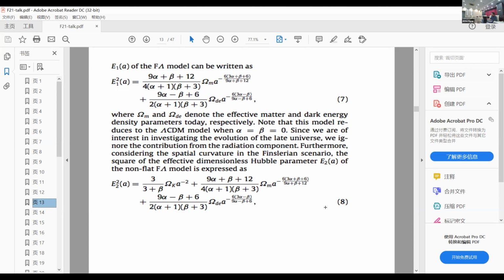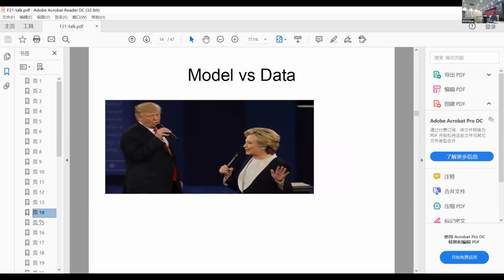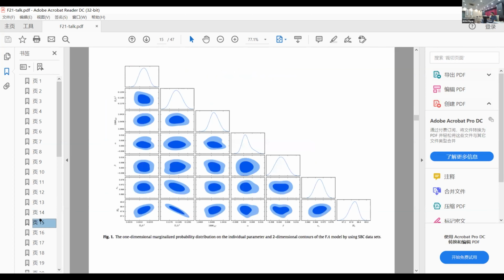So the next question is, is that reasonable? How can we judge if it is reasonable? So we confront it with the observation data. We see how the model works. So next is quite direct. If you use the Monte Carlo MCMC calculation, you can check the model.